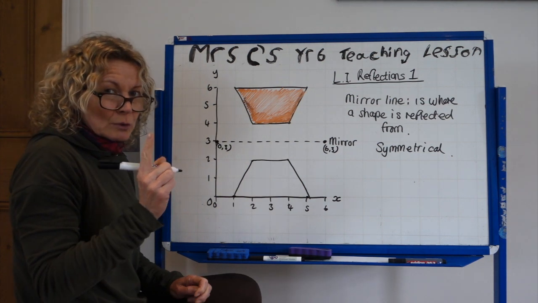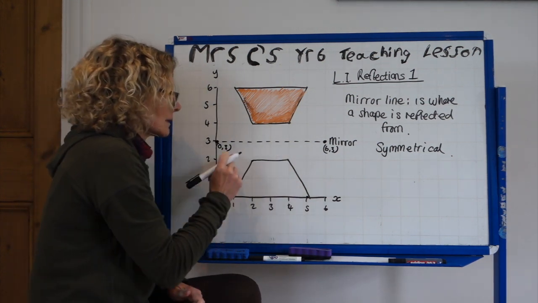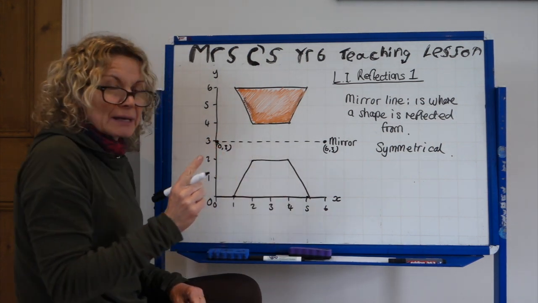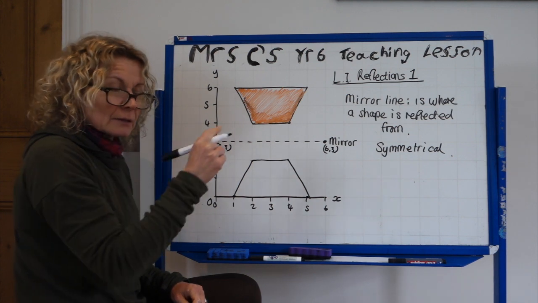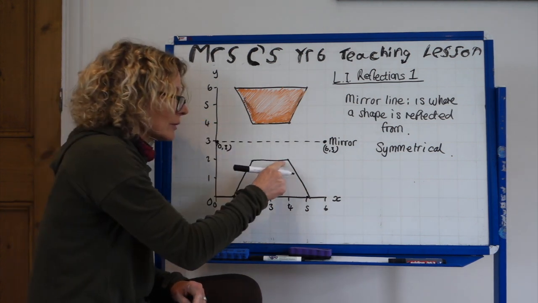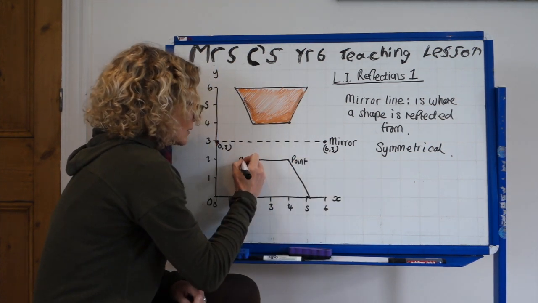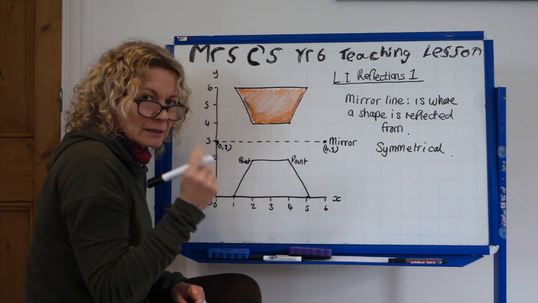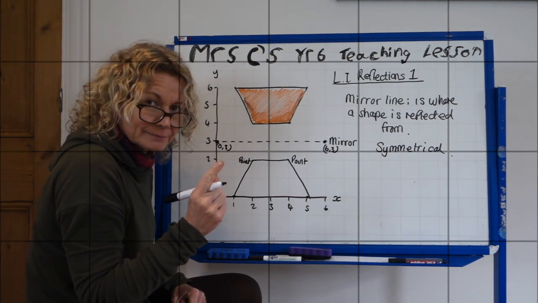I'm going to pause while you do that on your own graph, and I also would like you to write point A and point B coordinates, just so we can keep checking that we understand how to do the coordinates at the same time. So pause the film, redraw this and write point A and point B coordinates. See you in a moment.